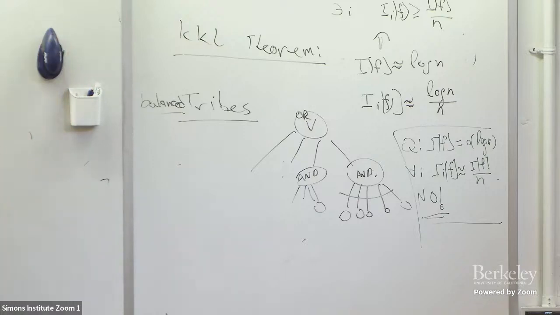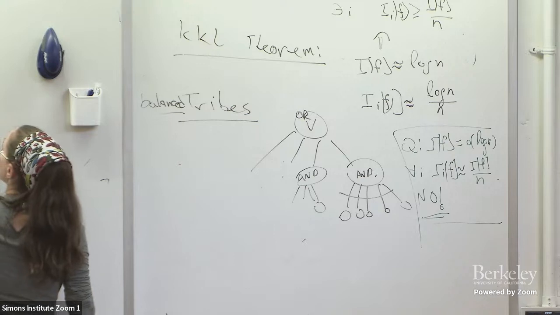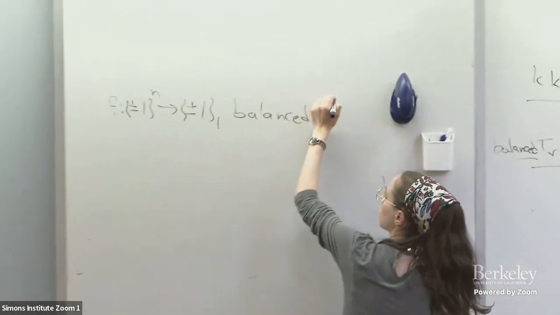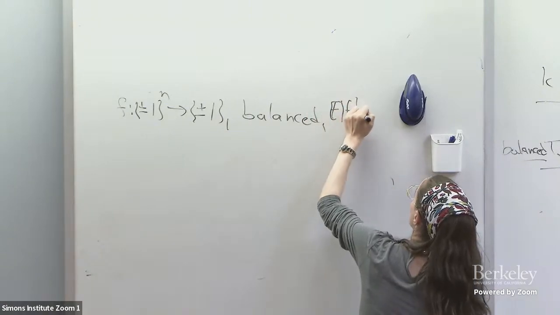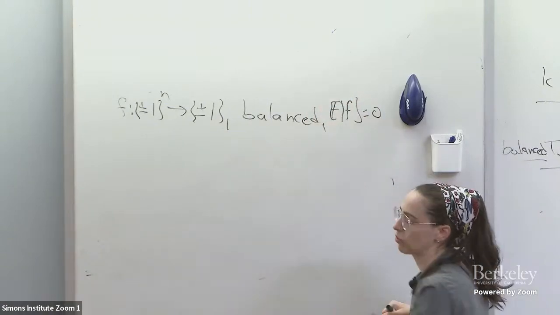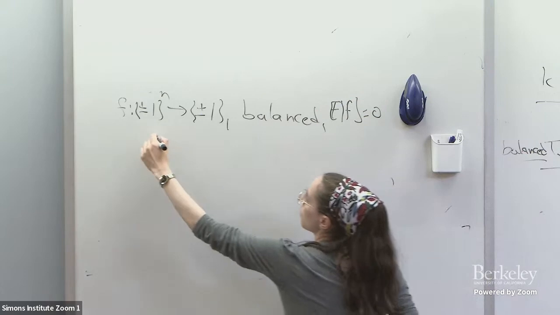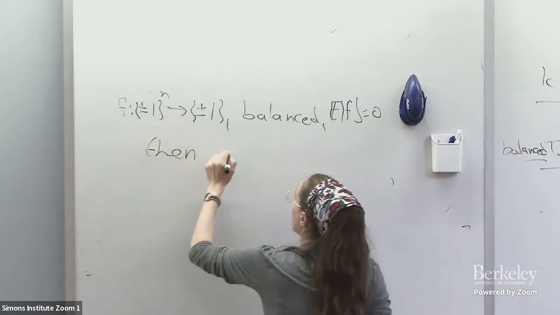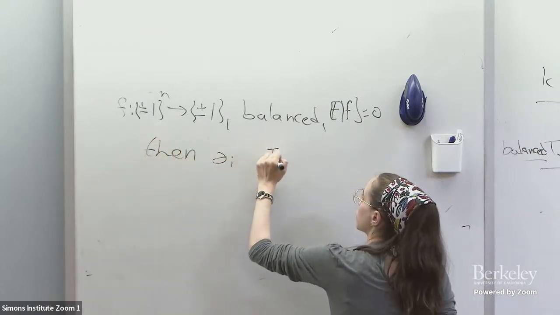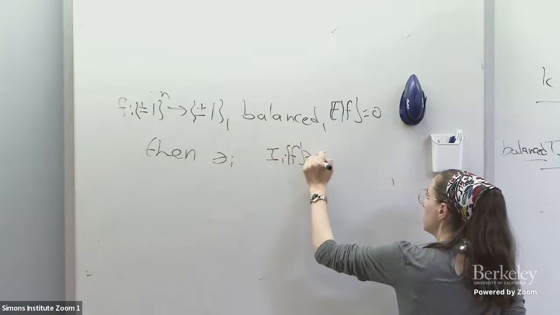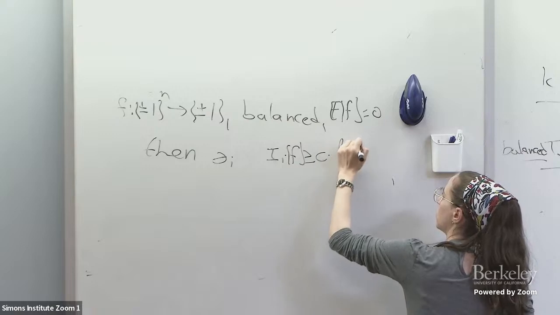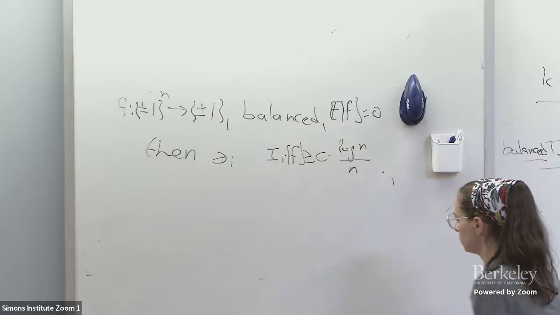Let f be a Boolean function. Let's say it's balanced. The expectation of f is 0, meaning it's got -1 with some probability. Then there exists some i with influence I_i at least some constant times log n over n.